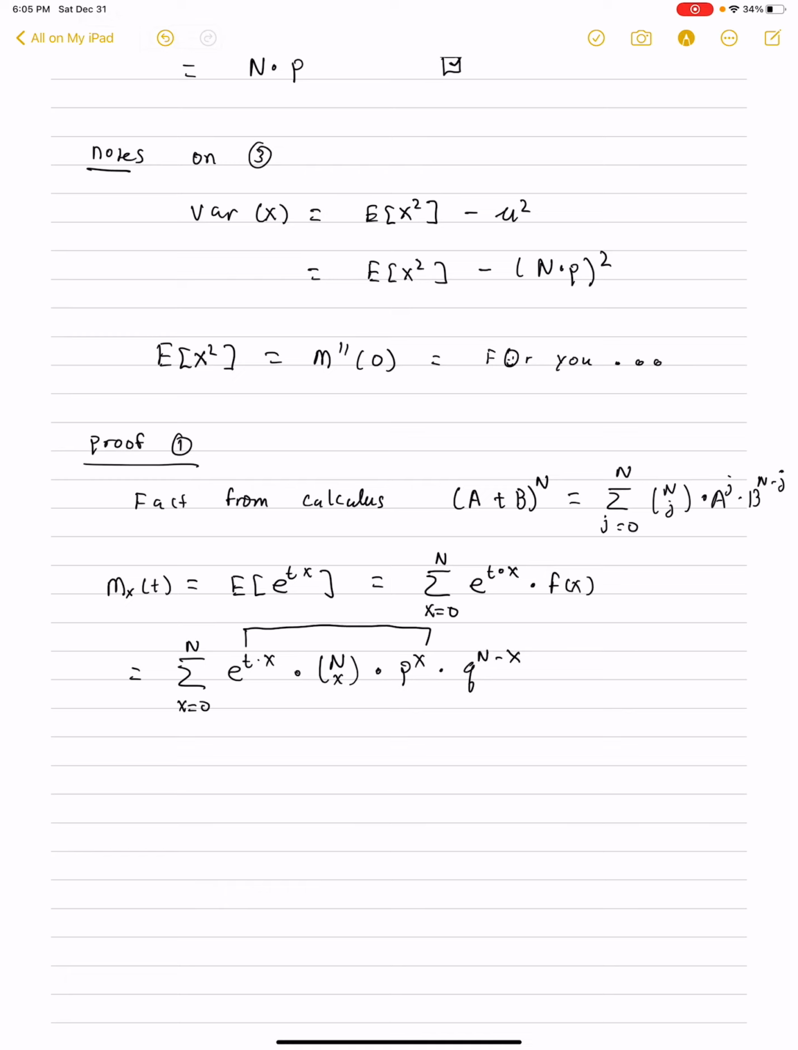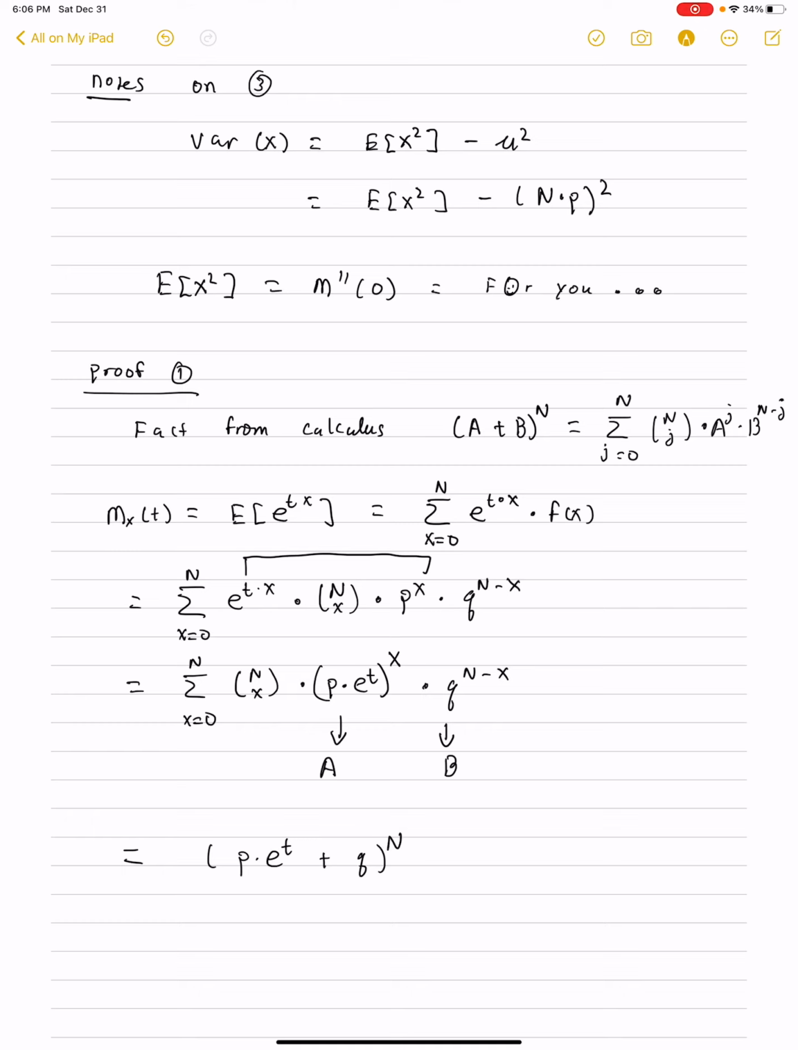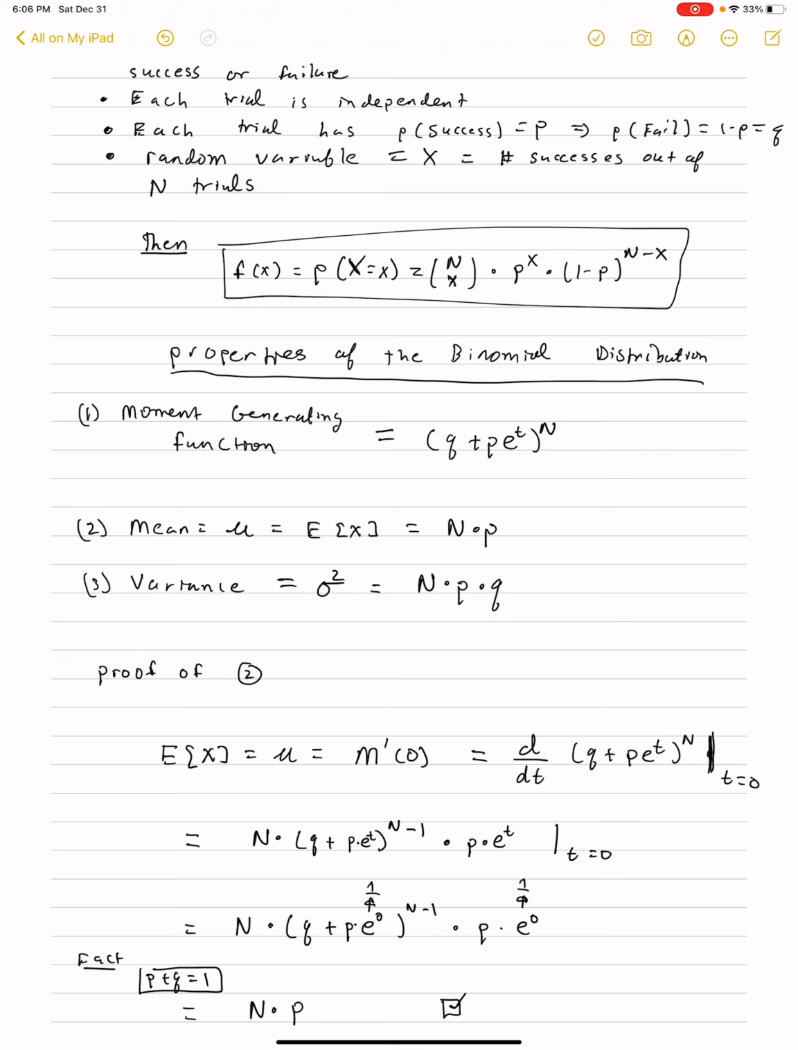Notice that these two things have the same exponent, so I'm going to combine them. This will be the summation x equals 0 to n of n choose x times p times e to the t, and they have the same exponent, that's x, times q to the n minus x. I'm going to call this piece a and this piece b. If I use this fact from calculus, I can find the sum of this series. It's (a plus b) raised to the nth power. Now, this will be p times e to the t plus b, which is q, raised to the nth power.